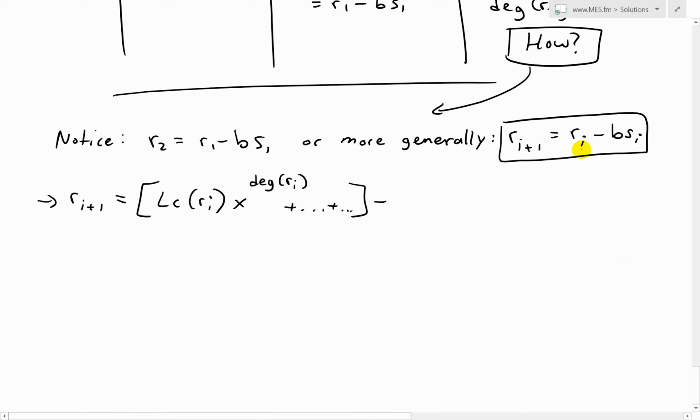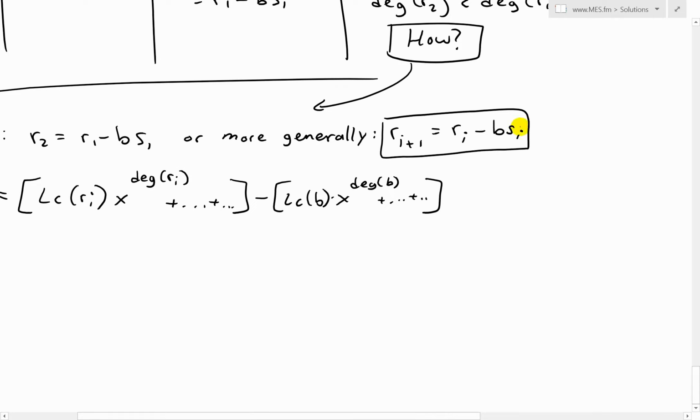And now we subtract it by b, which is going to be the leading coefficient of b times x to the degree of b, plus dot dot dot, and we keep going on and on. And then lastly, the SI, it's still going to be a polynomial because we'll be adding it to the Q, so we need it to be a polynomial. So multiply the B1 by, this is going to be now LC of SI, the leading coefficient of it, times x to the degree of SI, like that, and then plus dot dot dot.